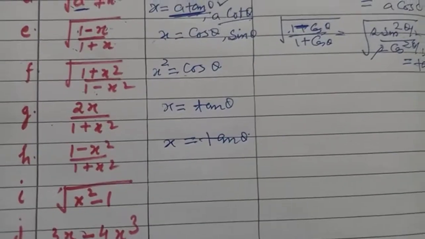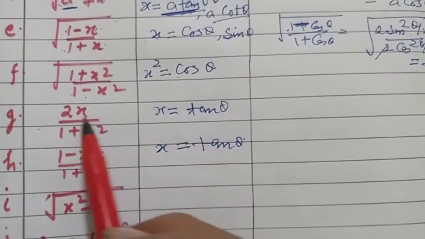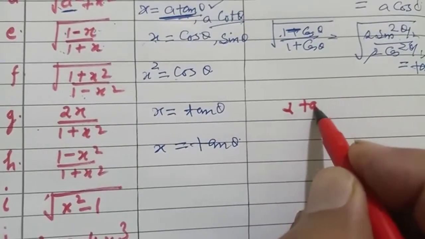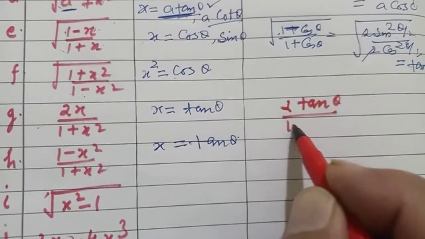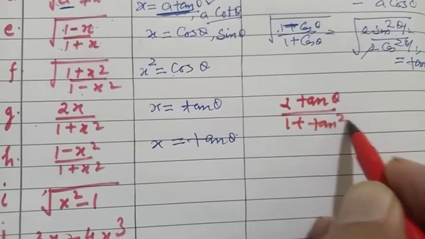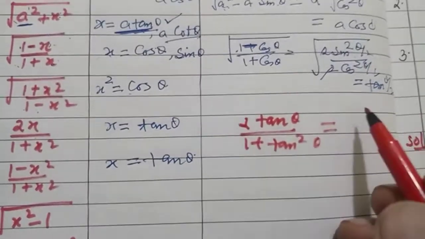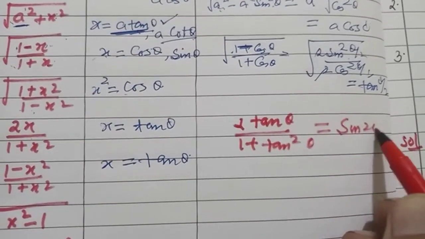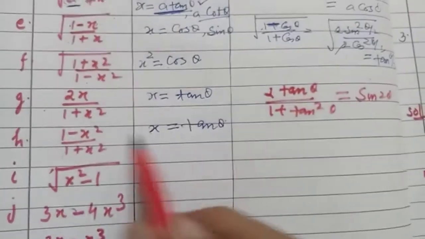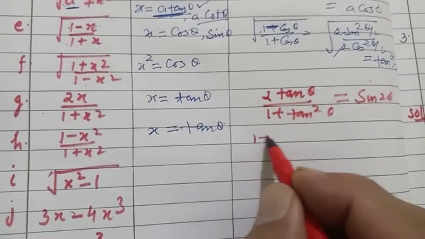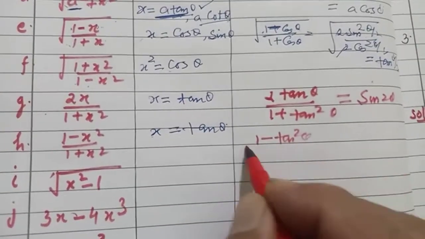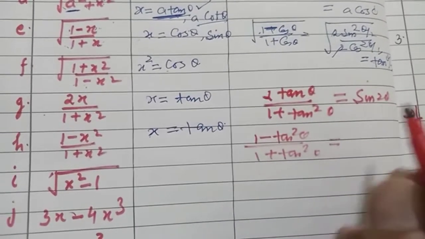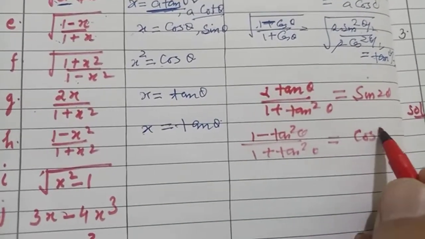So what is the answer now? If I put x equals to tan theta, what is it? It is 2 tan theta over 1 plus tan square theta. My answer would be a very small one. What is it? It is simply sine 2 theta. And in this one, if I put, it is 1 minus tan square theta over 1 plus tan square theta. My answer would be what? It is cos 2 theta.